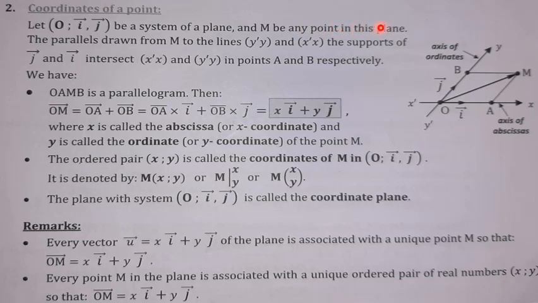We have two remarks here. Every vector u equals xi plus yj of the plane is associated with a unique point M, so that vector OM equals x vector i plus y times vector j. Here i and j distinguish between x the abscissa and y the ordinate. Every point M in the plane is associated with a unique ordered pair of real numbers x, y, so that vector OM equals xi plus y vector j.